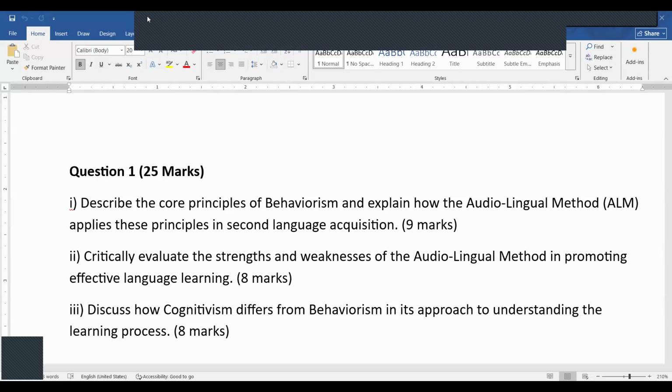And the second sub-question is: critically evaluate the strengths and weaknesses of the audiolingual method in promoting effective language learning. And the third one is: discuss how cognitivism differs from behaviorism in its approach to understanding the learning process. So that is from the very first lesson we did.